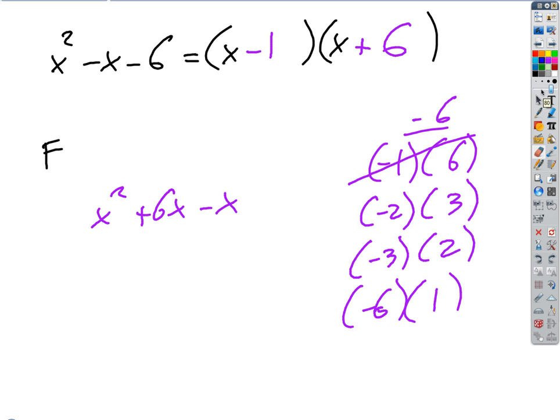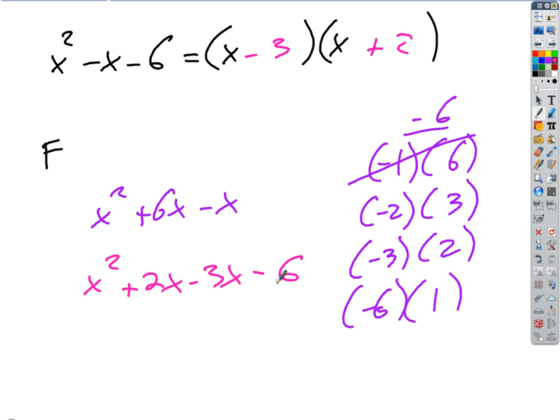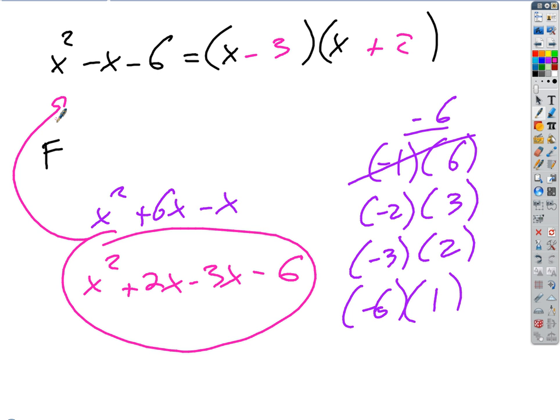Anybody have a suggestion for one of them? Negative 3, 2. Let's skip up to that one, how about? Okay, so if I try negative 3, positive 2. Okay, so if I FOIL this out, first times first gives me my x squared, outside gives me plus 2x, right? Inside's going to give me negative 3x, and then last gives me negative 6. Does that work? Yes. Yeah, that works, doesn't it? This stuff adds up to that, doesn't it?